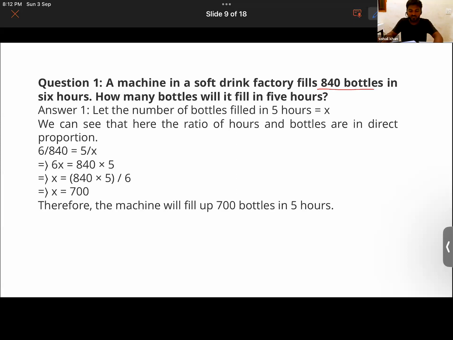Let me just swipe it. I'm unable to see the question. So you see, 840 bottles are being filled in 6 hours. How many bottles will it fill in 5 hours? So you will assume it as X here, right? Which method should you be using, the first one or the second one? Tabular or the unitary? As a matter of fact, you can use either method. All right, solve it then. Using the unitary method, this question can be solved also.